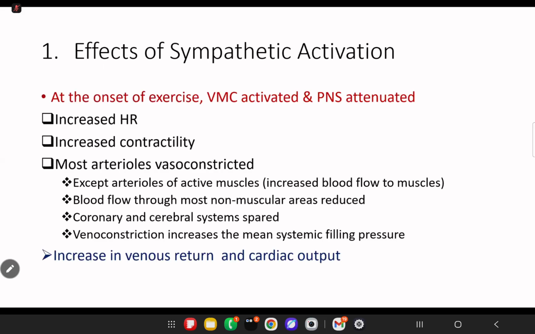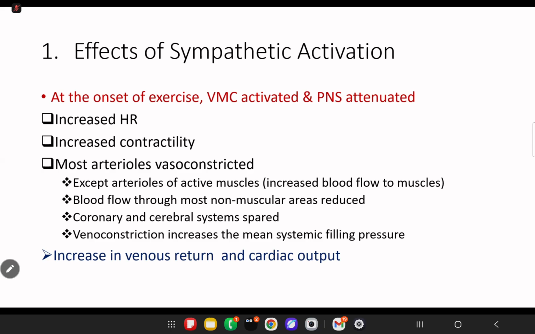Right. So let's see about the sympathetic nervous system. At the onset of exercise, your vasomotor center gets activated, and your parasympathetic nervous system is attenuated. So basically, the balance of sympathetic to parasympathetic nervous system is now heavily tilted towards the sympathetic nervous system. So the sympathetic nervous system activation will result in what? Increased heart rate, increased contractility of the heart, and vasoconstriction of most of the arteries.